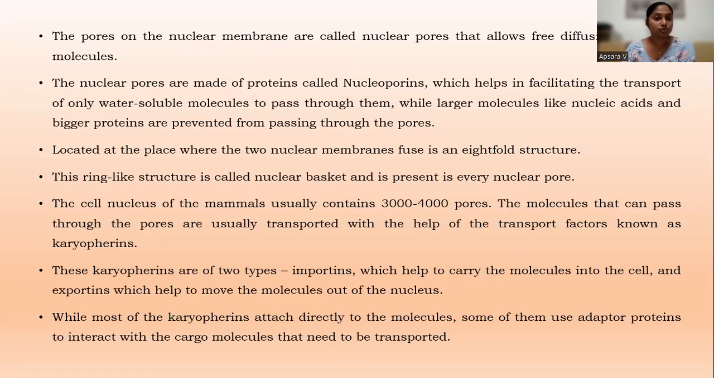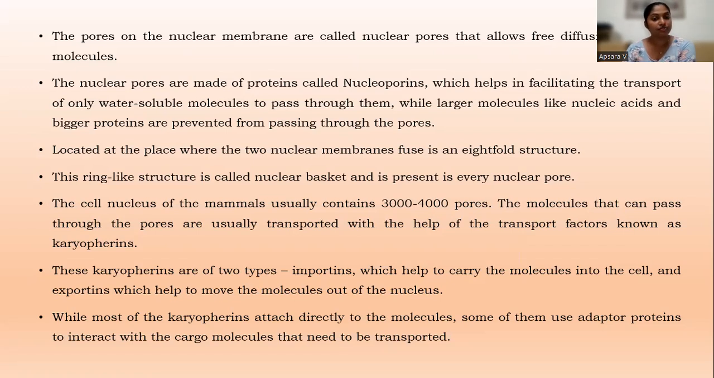Located at the place where the two nuclear membranes fuse is an 8-fold structure. This ring-like structure is called the nuclear basket and is present in every nuclear pore. The cell nucleus of the mammals usually contains 3,000 to 4,000 pores. The molecules that can pass through the pores are usually transported with the help of transport factors known as karyopherins.